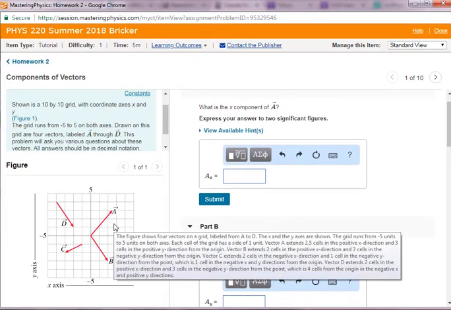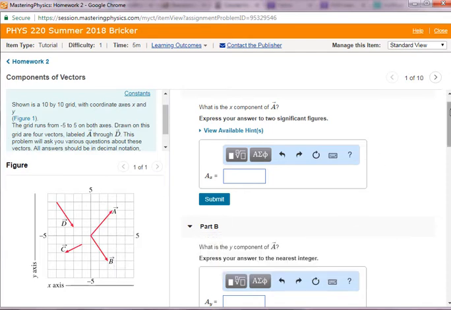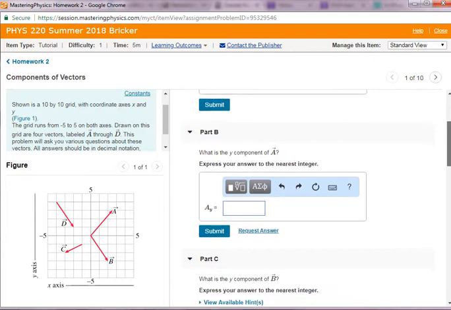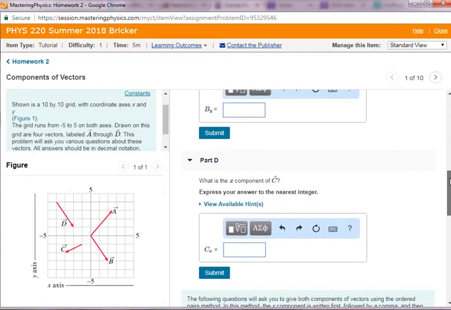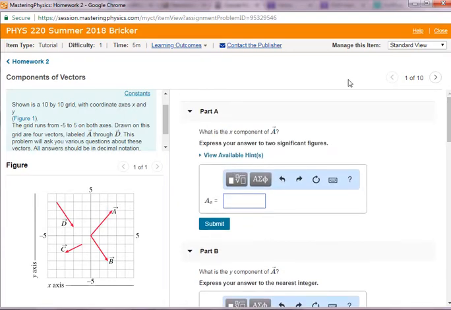For A, the x part is positive, the y part is positive. Now, for example, for B, the x part would still be positive, but the y part would be negative. So several questions deal with that, part A, B, C, etc. So take a look at that.